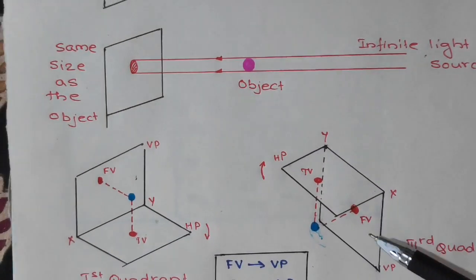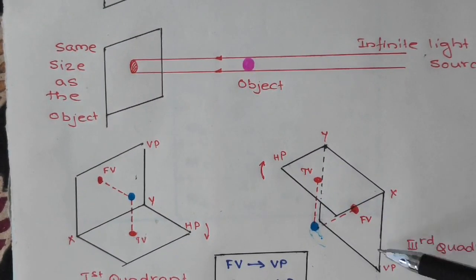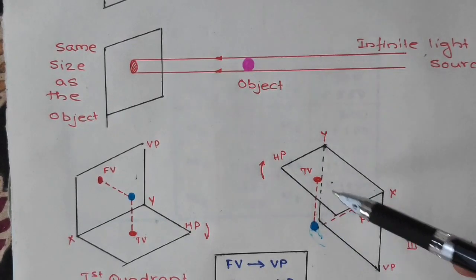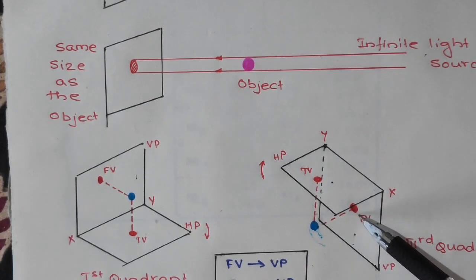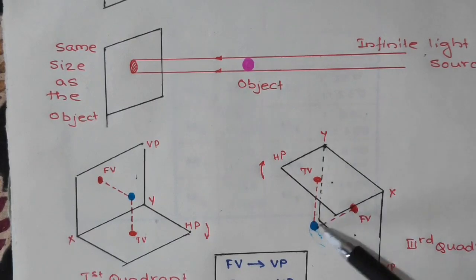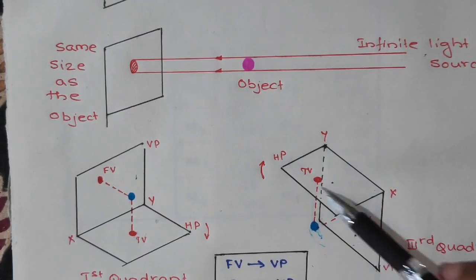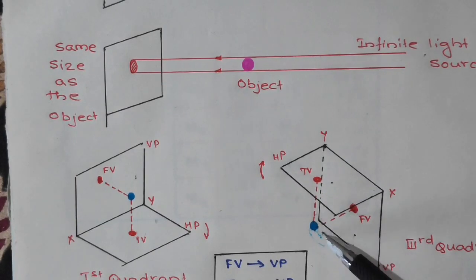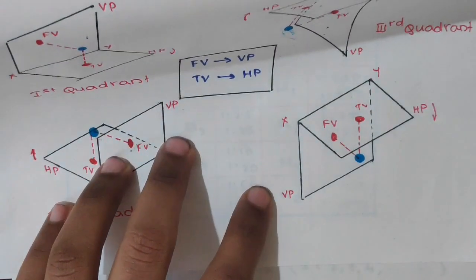Coming to the third quadrant, we have the horizontal plane and we have the vertical plane here. The object is placed between the horizontal and the vertical plane. This will be the front view which will be on the vertical plane and the top view will be on the horizontal plane. Again, these follow the orthographic projection, hence the sizes of these projections will be the same as that of the object. The similar thing happens in the fourth quadrant.